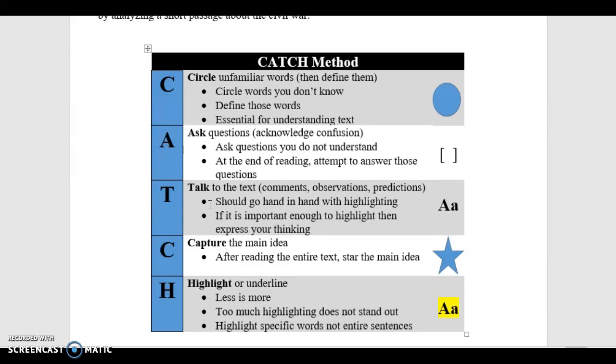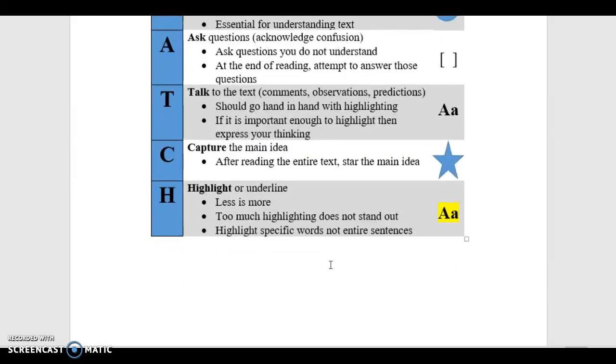This should go hand in hand with highlighting. If it is important enough to highlight, then it is important for you to express your thinking as to why you highlighted that specific text. C, for capture the main idea. After reading the entire text, star the main idea. And H, highlight or underline important information.